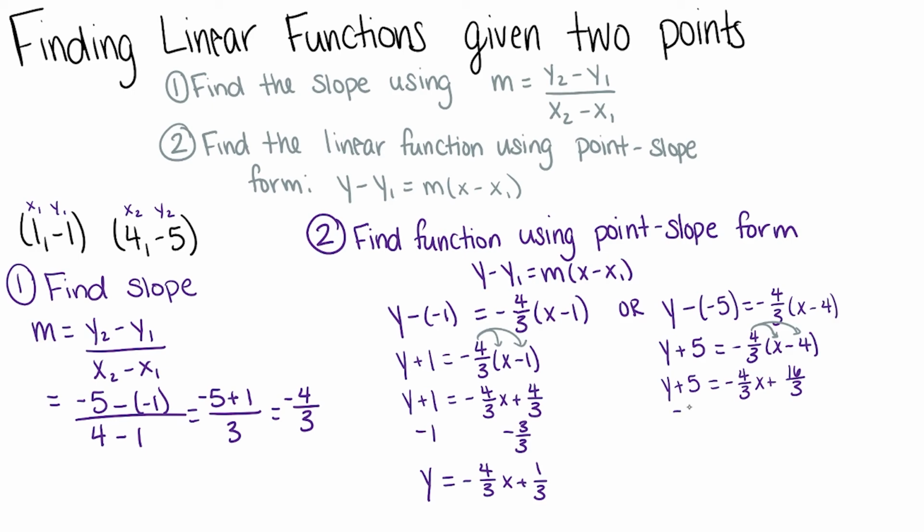So then we're going to subtract 5 from both sides. When we subtract 5, we're going to be subtracting 15/3 because 5 is equivalent to 15/3. And that gives us a common denominator. So we get 16/3 minus 15/3, which is 1/3. And our function is y equals negative 4/3 x plus 1/3.